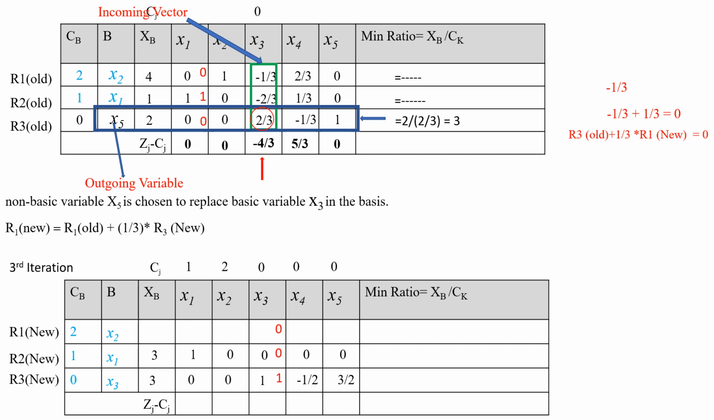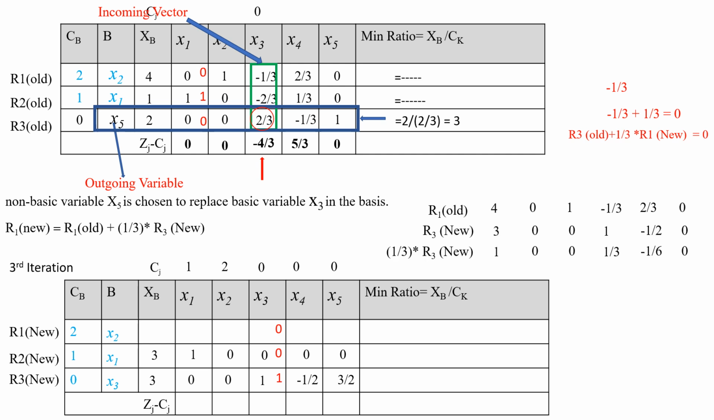So the next row operation is R1 new equal to R1 old plus 1 by 3 into R3 new. So this is the R1 old elements, this is the R3 new elements, and this is 1 by 3 into R3 new elements. Now we do R1 old plus 1 by 3 into R3 new, that is 4 plus 1, 5, 0 plus 0, 0, 1 plus 0, 1, minus 1 by 3 plus 1 by 3, it is 0, 2 by 3 plus minus 1 by 6, it is 1 by 2, and 0 plus 0, it is 0.